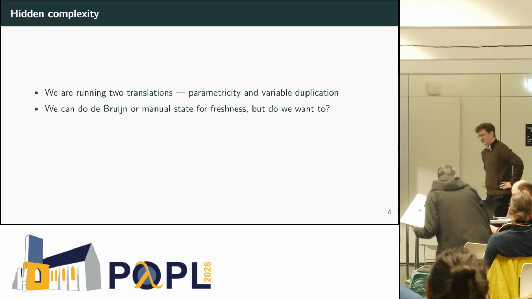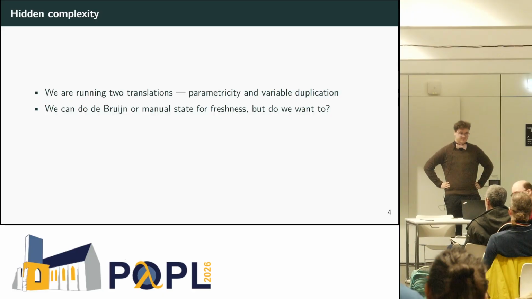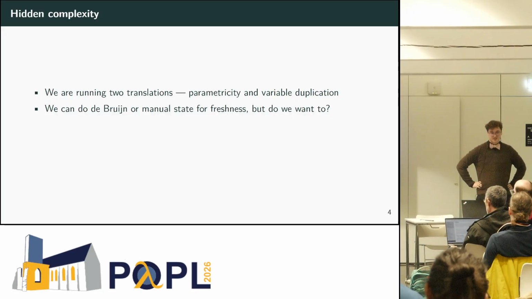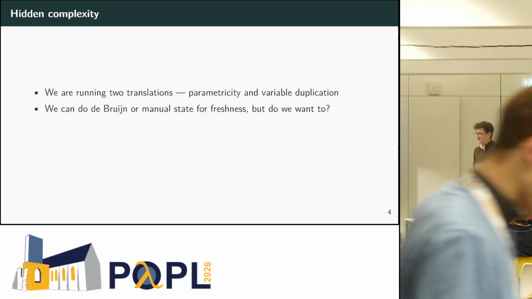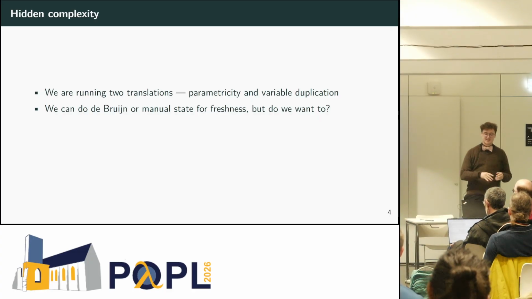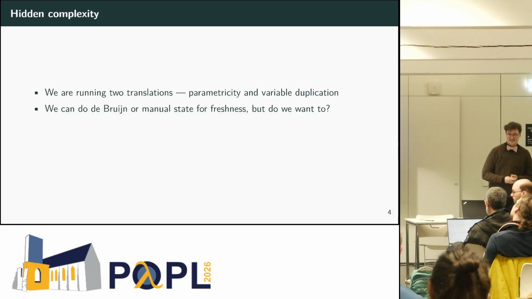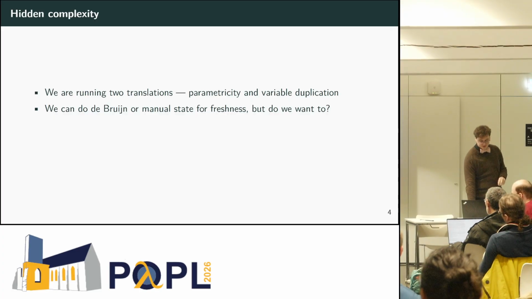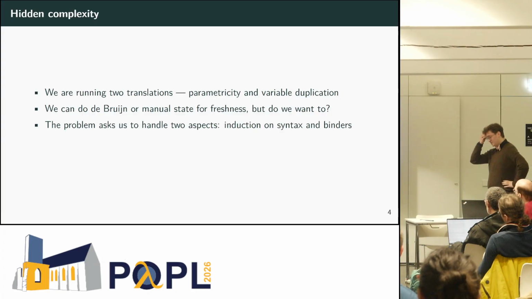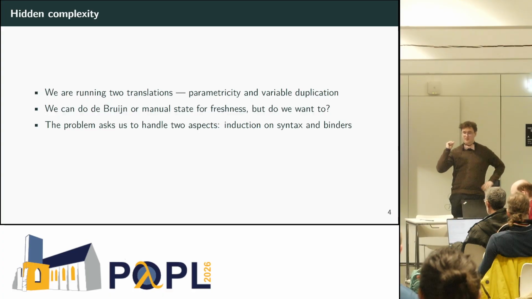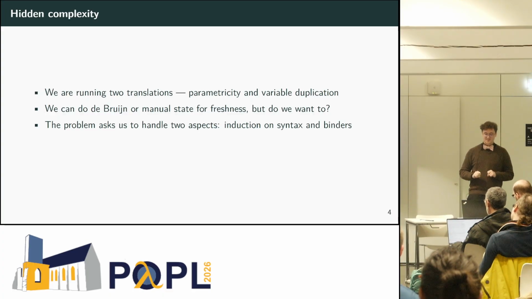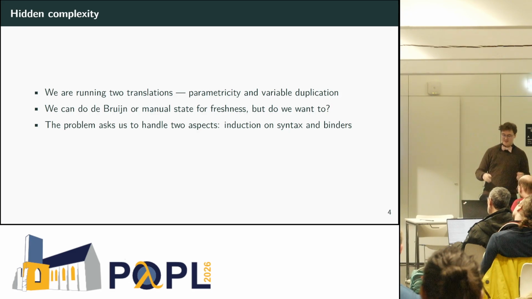And when we are implementing parametricity, we need to care about freshness of variables, which is annoying. We can solve this either by going De Bruijn, or we can handle state manually and pass it around, but we don't really want to, because that's just not great, and it's not obvious that this is something that we should care about from just reading the paper translation. And if we zoom out, we realize that this problem really asks us to handle 2 things. One is induction on syntax, and the other is nice handling of binders.